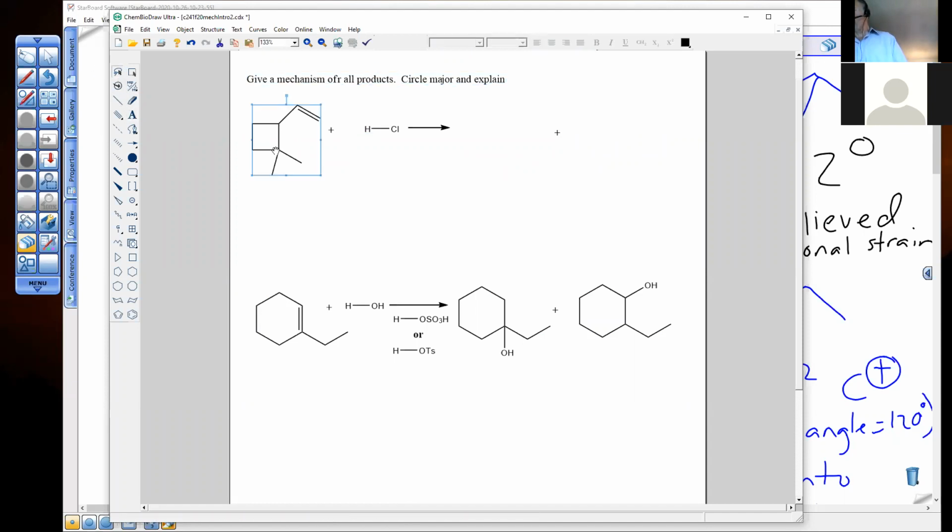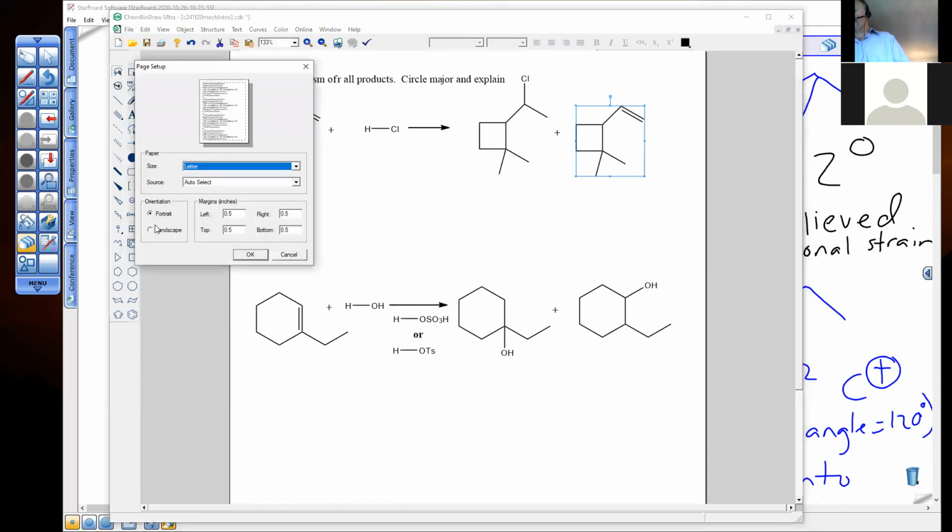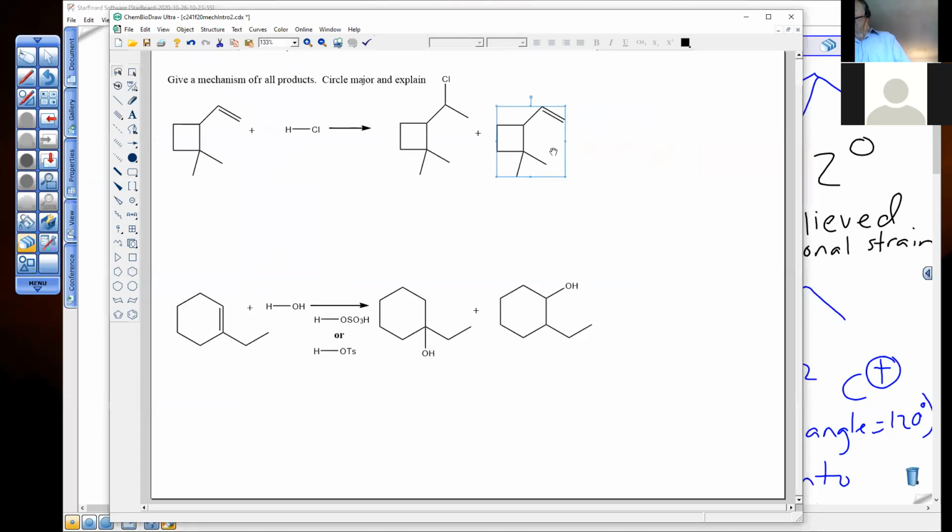Okay. So we can get this product here, where the chloride went there. We can get this product here. I'm going to go wide on this one. And that would put the Cl on the end. I don't think I'm going to get a lot of it. So give a mechanism for all products. Circle major.